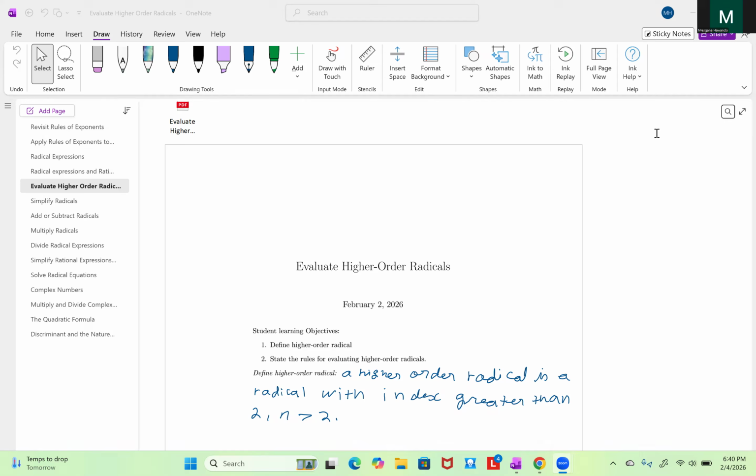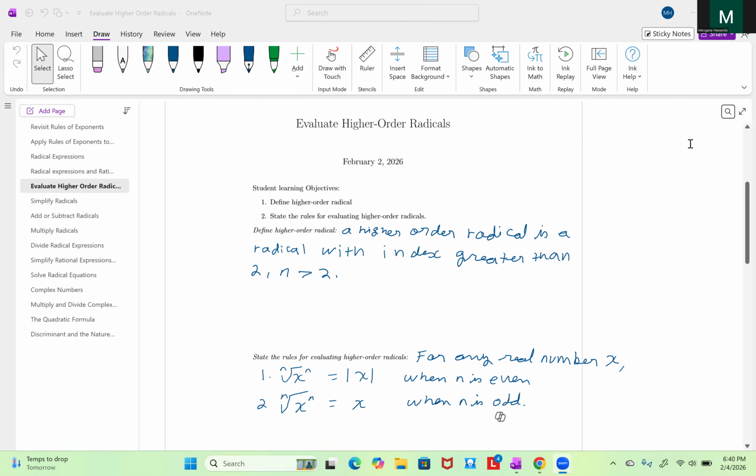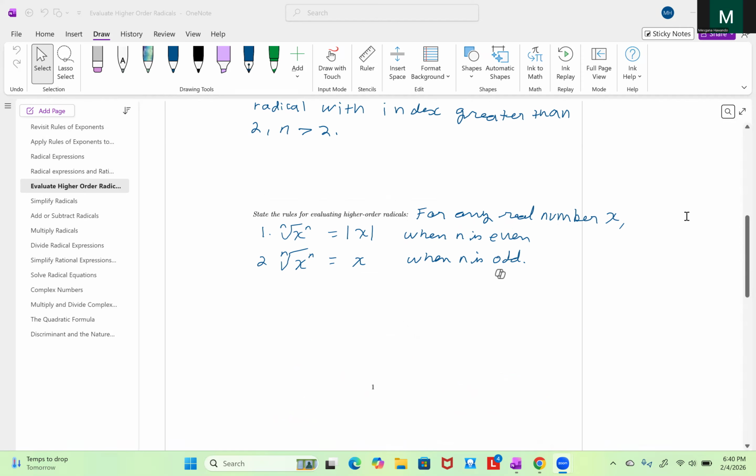Evaluate higher order radicals. Student learning objectives. Number 1, define higher order radical. Number 2, state the rules for evaluating higher order radicals. Define higher order radical. A higher order radical is a radical with index greater than 2. That is, n greater than 2. State the rules for evaluating higher order radicals.